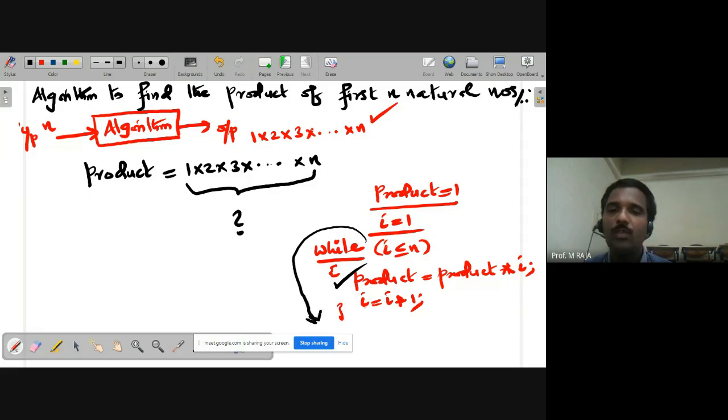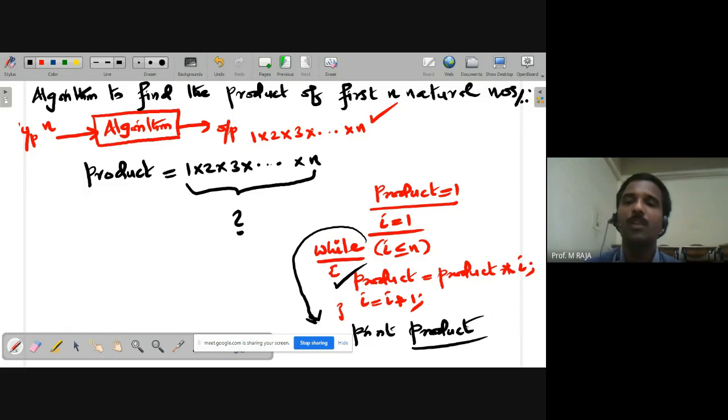Here we need to print the variable product. In this stage, product holds the product of first n natural numbers. But to see this, first let us check the trace.